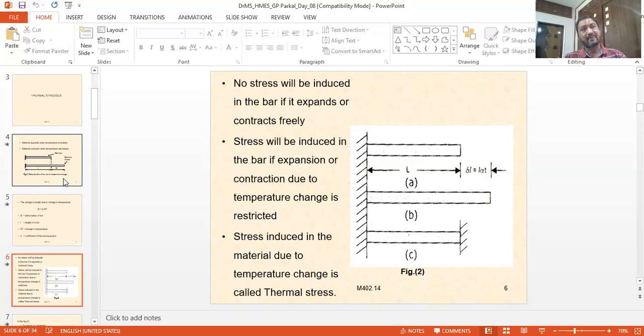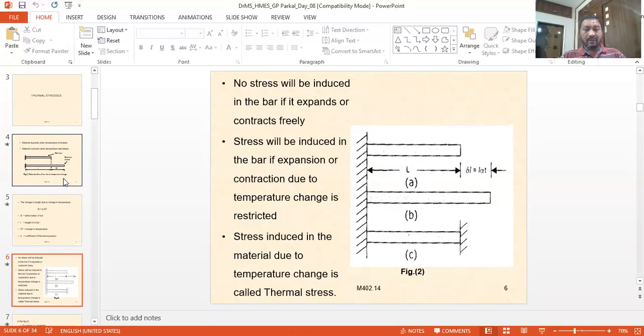The amount of strain will be equal to what? Change in length by original length. So delta L by L, that is L alpha delta T by L, which becomes alpha into delta T. That strain will cause stress in the material, and these stresses are called the temperature stresses or the thermal stresses in the bars.